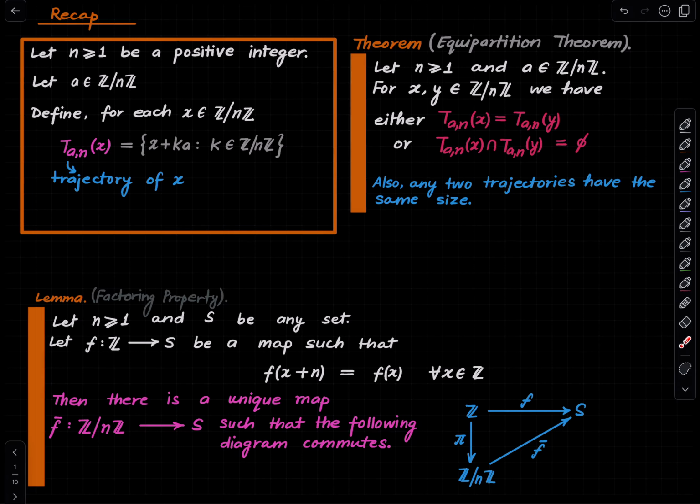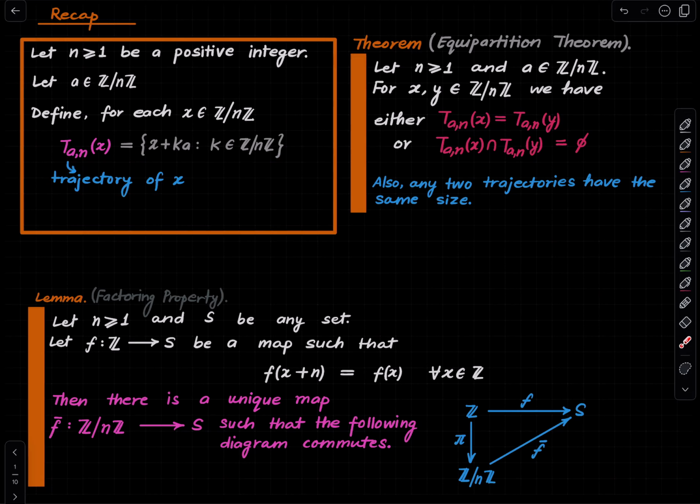So we need to recall a bunch of things, and here is one definition. Fix a positive integer n and fix a in Z mod nZ. So again, I'm assuming that you know what this is by now. This is the set of all the remainder classes modulo n. Then for each element x of Z mod nZ, we define the trajectory of it as this set.